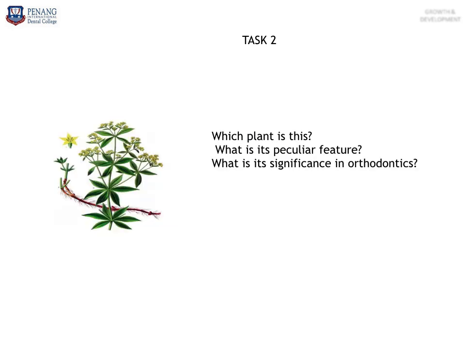Your task 2 is: which plant is this? What is its peculiar feature? And what is its significance in orthodontics? So there are 2 tasks, task 1 with 2 questions, task 2 with 3 questions. I expect you to answer these 5 questions in total once I activate the Google Classroom for this particular topic.